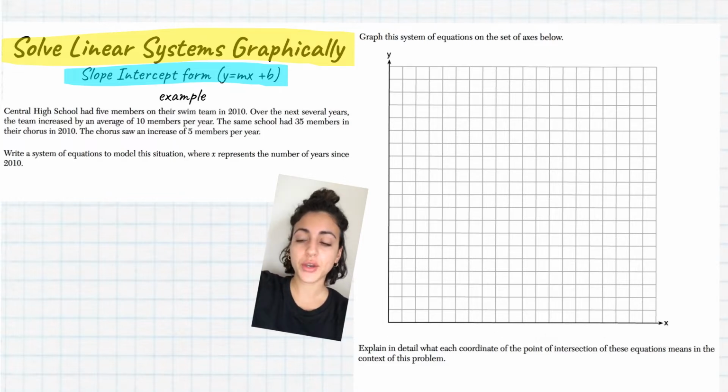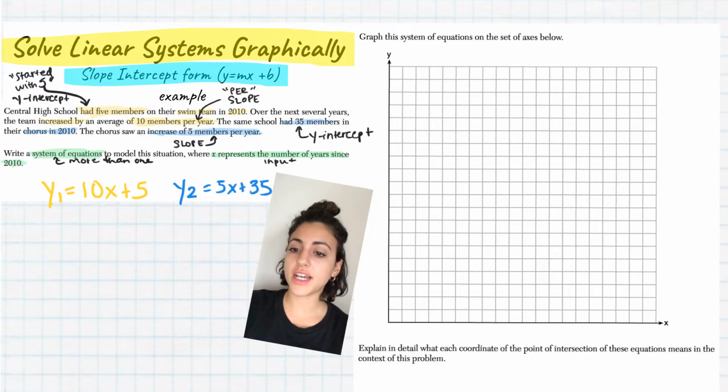Okay, so Central High School had 5 members on their swim team in 2010. Over the next several years, the team increased by an average of 10 members per year. The same school had 35 members in their chorus in 2010. The chorus saw an increase of 5 members per year. Write a system of equations to model the situation where x represents the number of years since 2010. So I would say pause the video here, see if you can model it yourself, but I'm going to model it for you like I said.